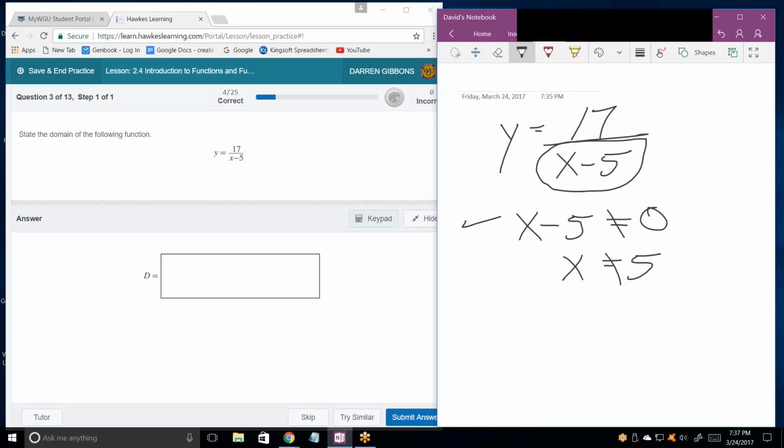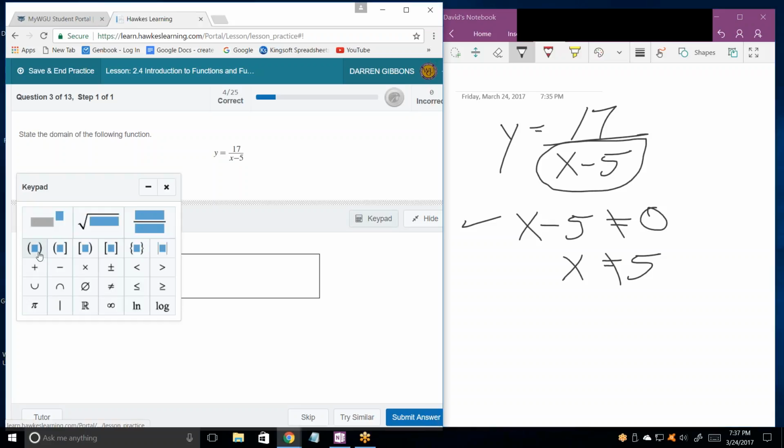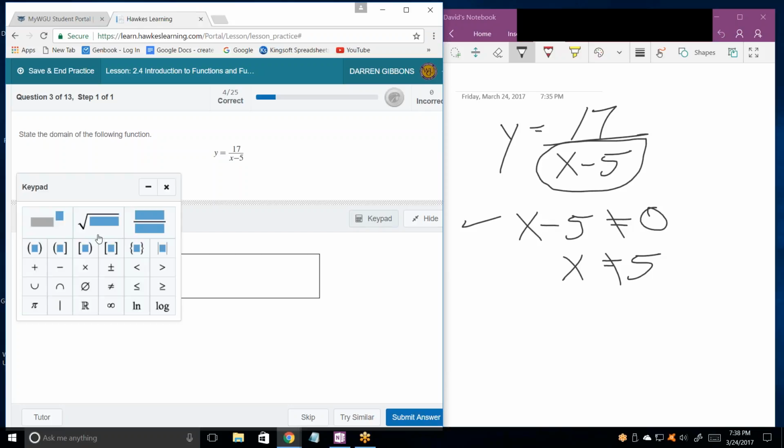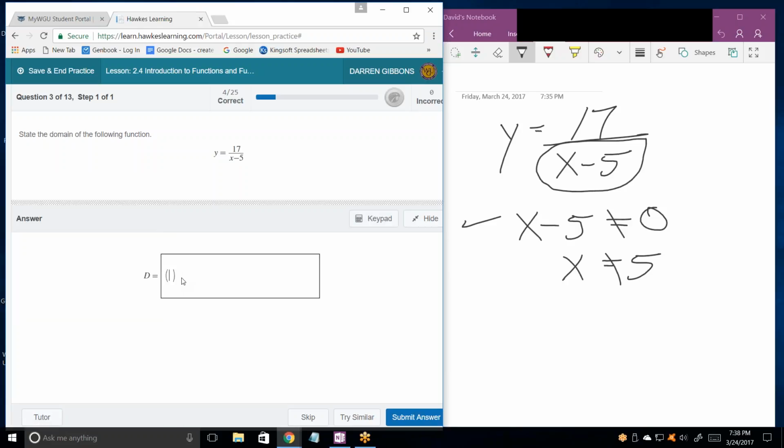Now let me see if I can figure out how to put it in. Maybe this way. Did it do anything when I clicked that? Yeah, it said all real. But now the question is, do I need a comma? You know what? Let's try interval notation instead. And interval notation would be negative infinity. I'm not sure what it's going to want here for notation.